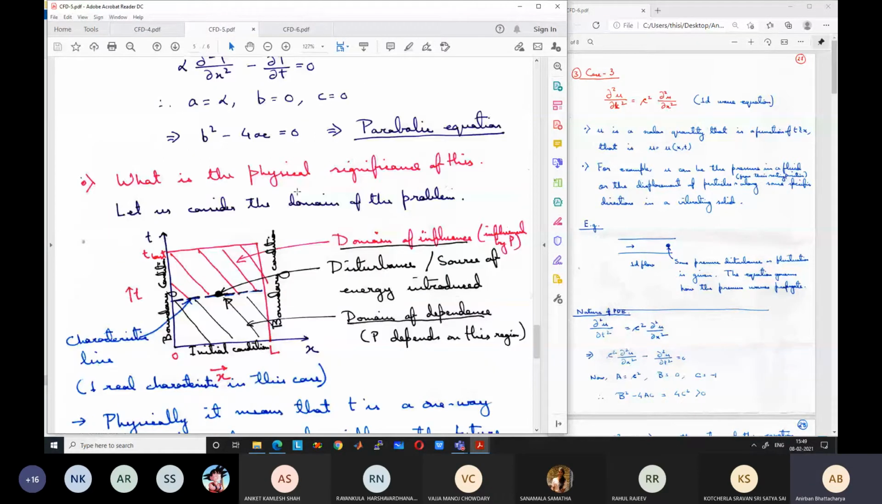But what is the physical significance of this finding? It is good that somebody says, okay, by doing some calculation I am saying that this equation is parabolic. But what does it mean physically, in real life, a parabolic equation? That needs to be clear to everyone.